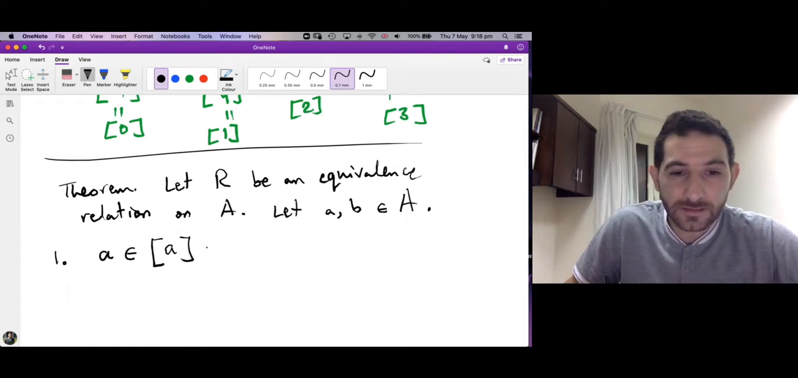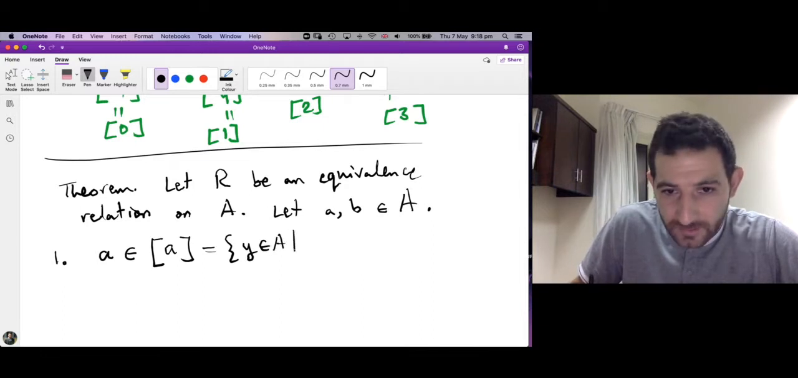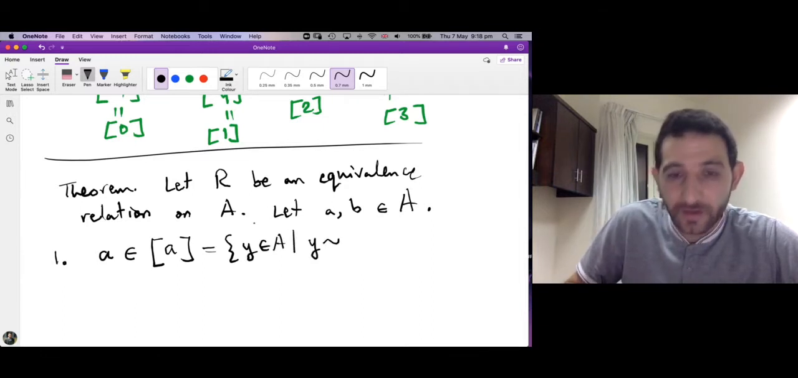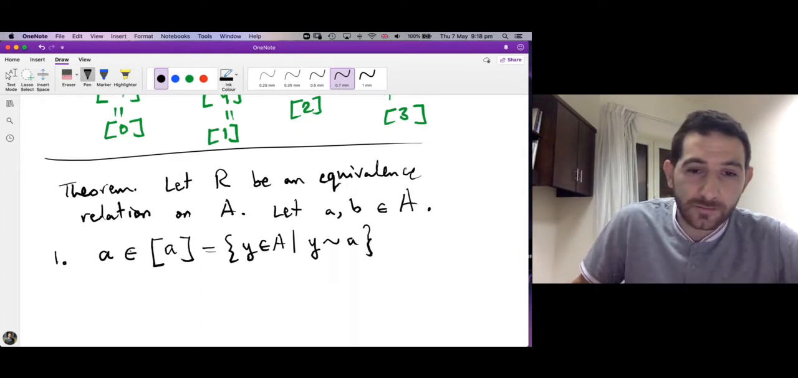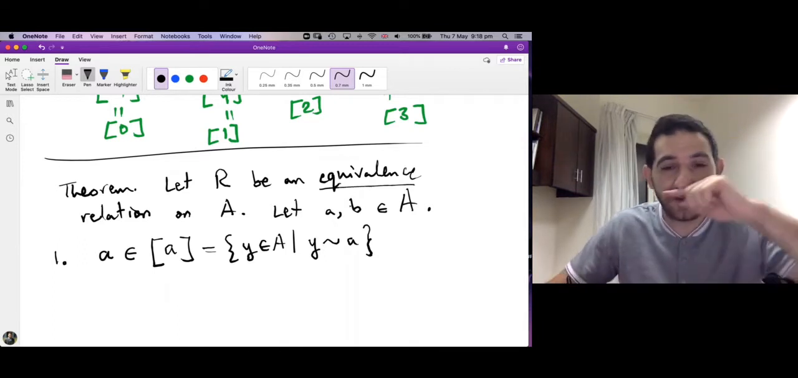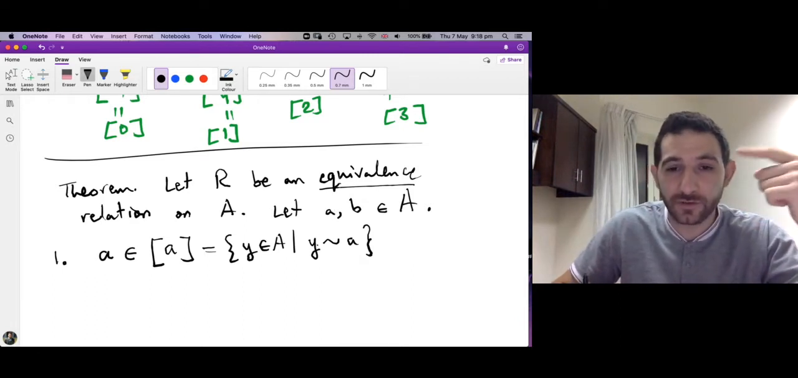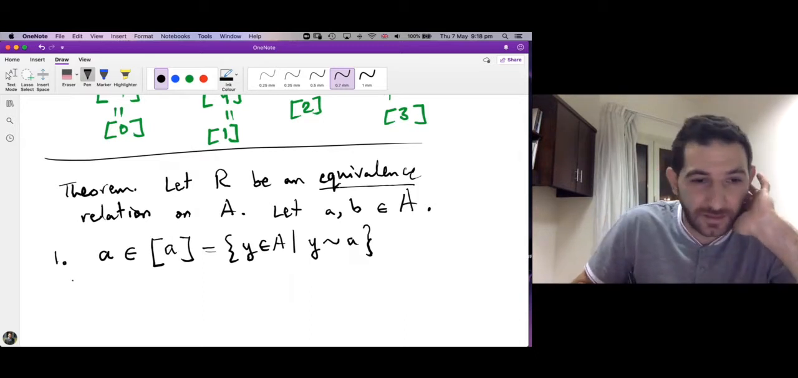Why is this? Again, what is the equivalence class? It's all elements y in A such that y is equivalent, or related by R, to a. But a is equivalent to a. Why? Because R is an equivalence relation, which means it is reflexive, and so a is related to itself, and so it belongs to the equivalence class of itself.